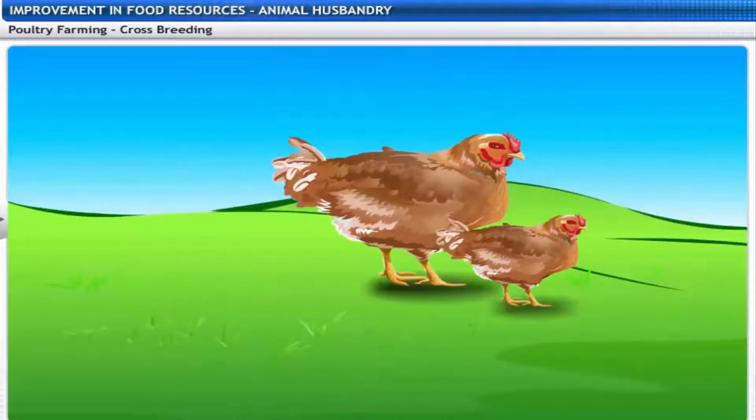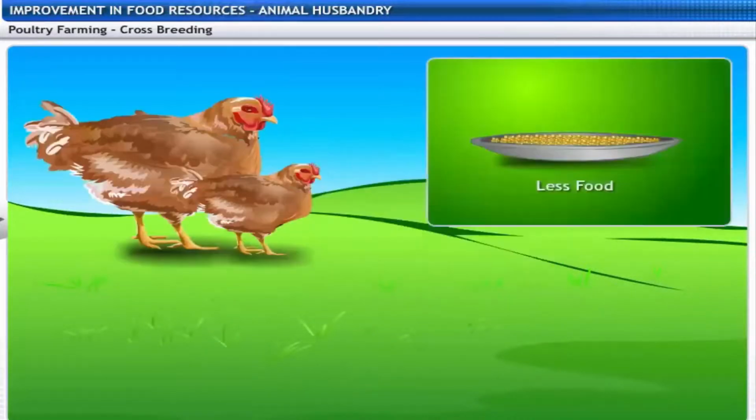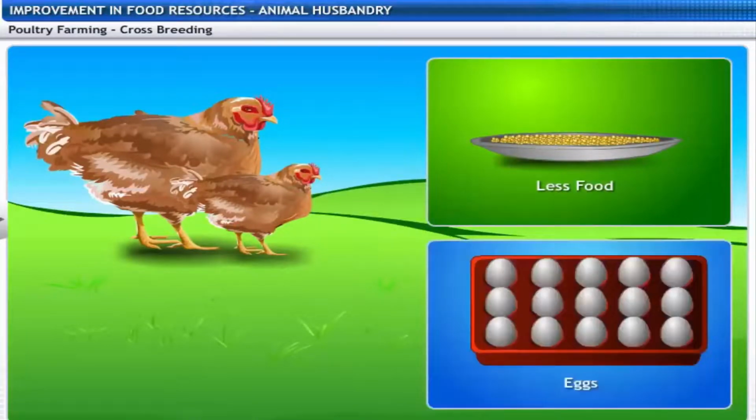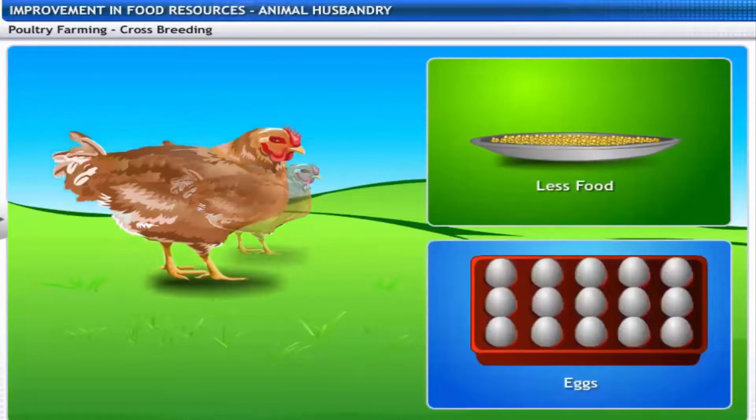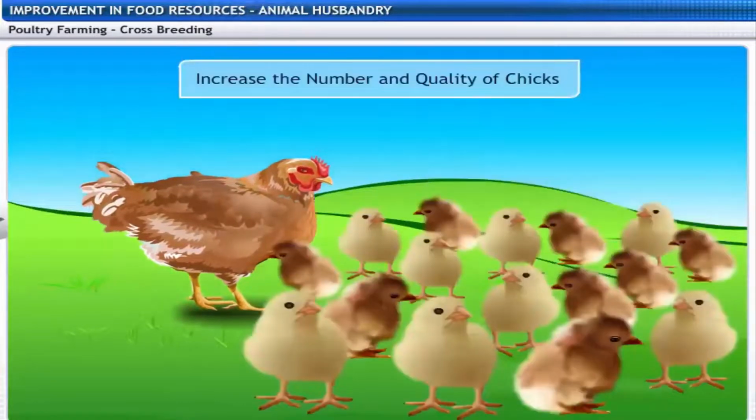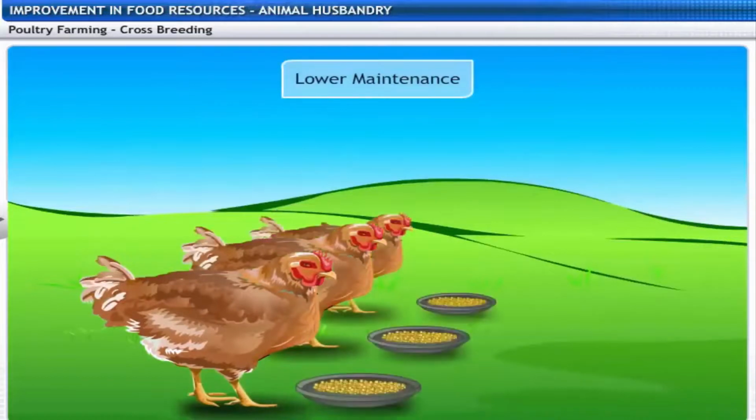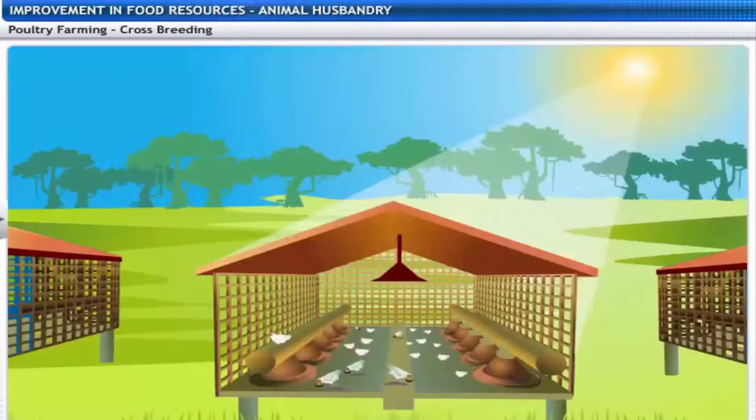Reduce the size of the fowls, which are egg-laying. Smaller birds consume less food and yield the same number of eggs as larger birds. Increase the number and quality of chicks. Lower maintenance requirements and enable the poultry to tolerate high temperatures during summer.